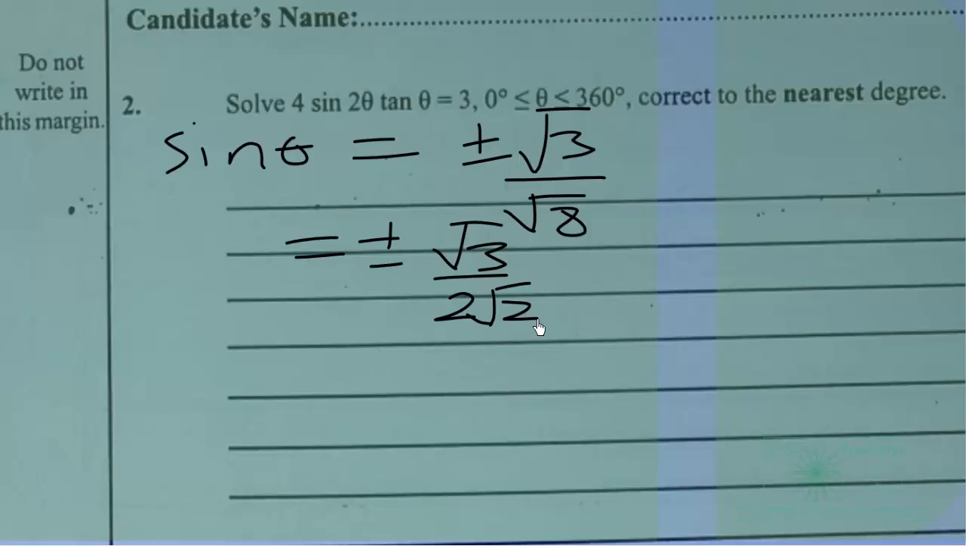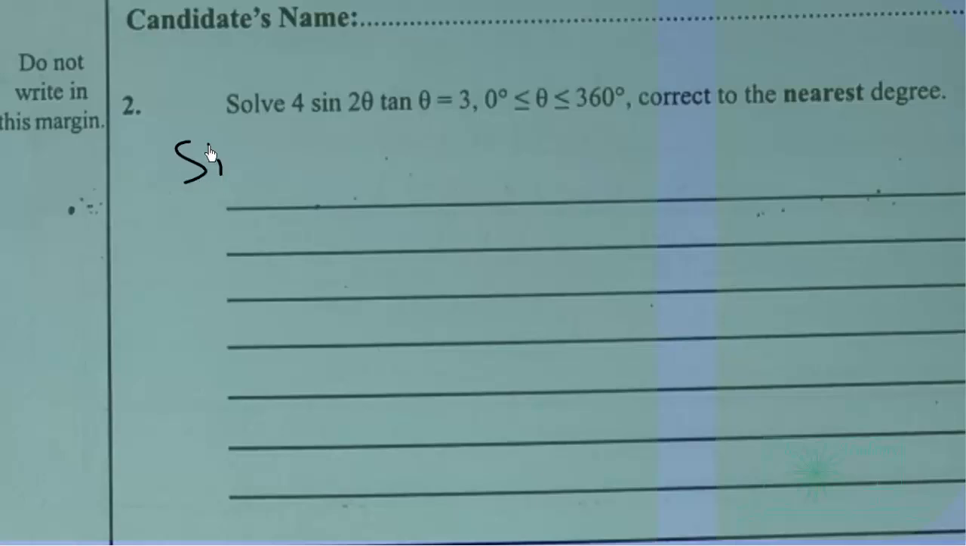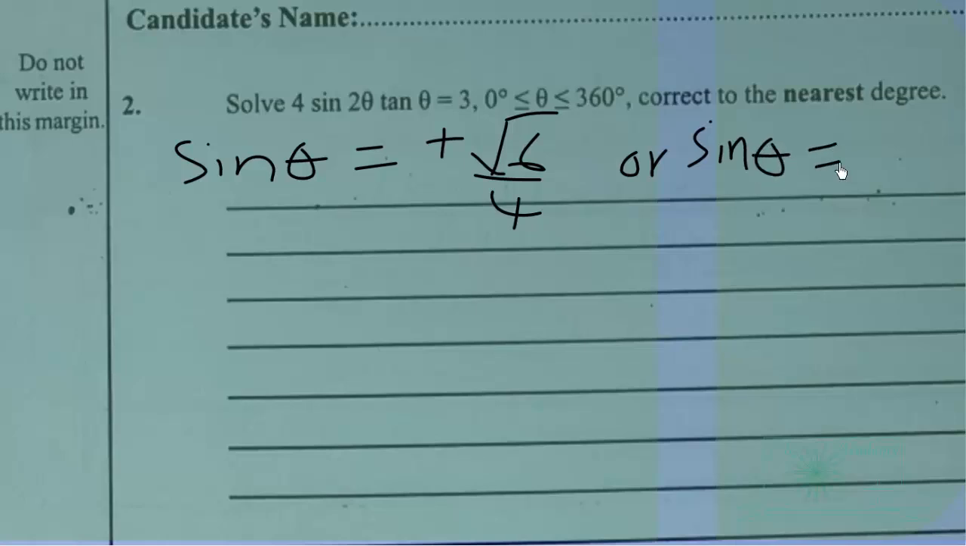So you might want to rationalize this. So we multiply by root 2 over root 2. So that will give us plus or minus square root of 3 times square root of 2 gives square root of 6, all over root 2 times root 2, which gives 2 times 2 gives 4. So we have sine theta either equal to positive square root of 6 over 4 or sine theta equal to negative square root of 6 over 4.